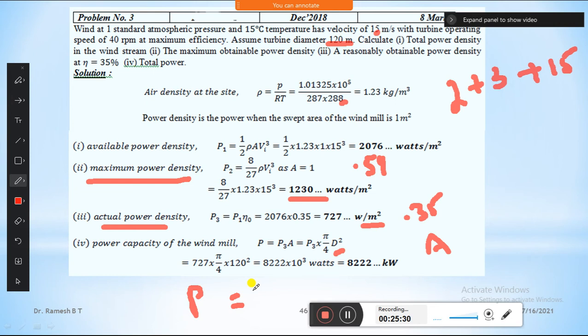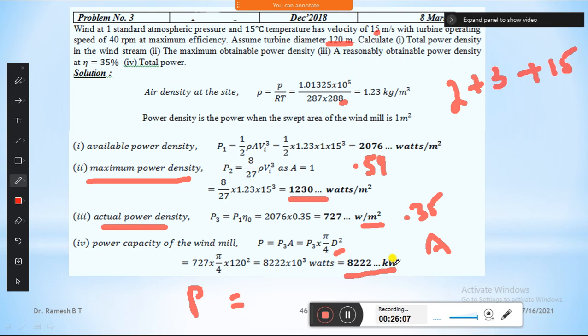The power density for the actual one we are going to calculate. So the actual power is equal to 727 into area, pi by 4 d square, where d is 120. If you substitute and simplify, finally we get 8222 into 10 raised to 3 watt. In terms of kilowatt, 8222 kilowatt, or in terms of megawatt, 8.2 megawatt. Clear?